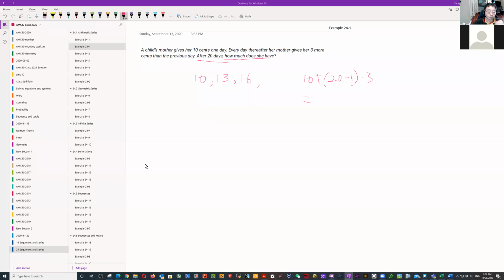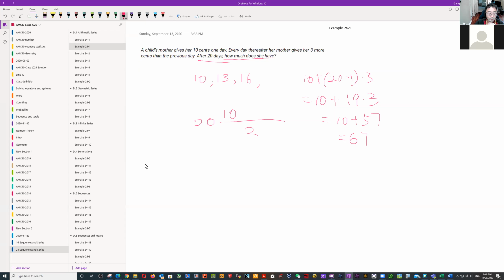Okay, so this one, basically you use the formula. N is 20, so 20 multiplied by the average of the head and tail terms. The head is 10, and the tail is 10 plus 19 multiplied by 3, which equals 10 plus 57, which equals 67.